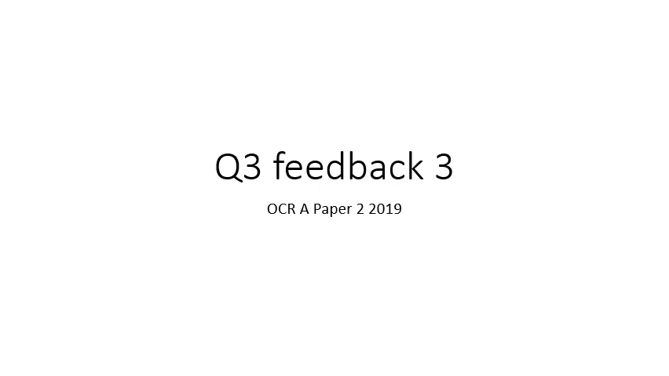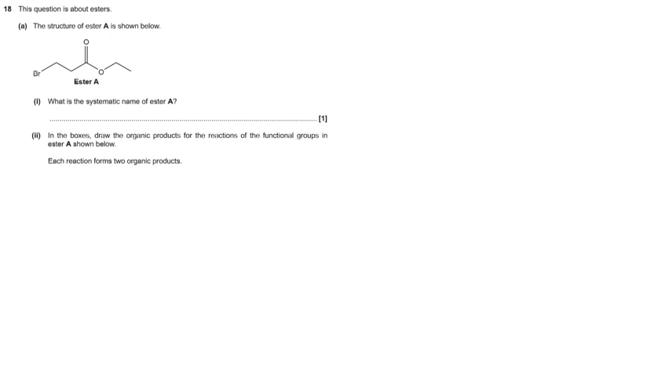To the third part of the paper, and we're on now to question 18. And we've got an ester to work out the name of. So when we're working out the names of esters, we're going to just see which bits come from the alcohol, and that is this bit, and then which bit comes from the acid, and that's this bit.